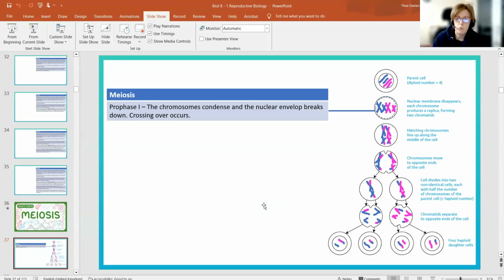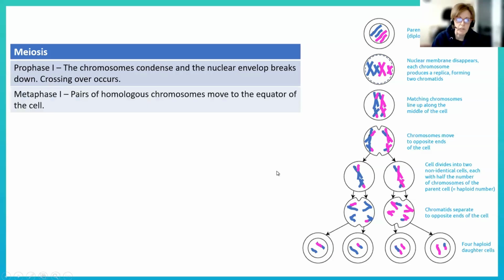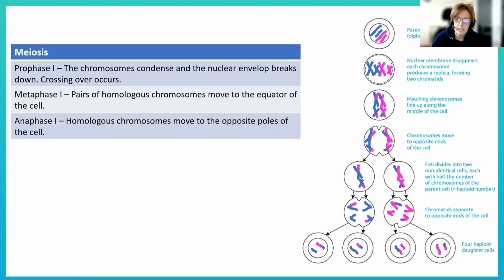But before they line up in the middle of the cell to separate, they'll just pair up. They'll pair up during prophase. As they're paired up, they will swap a little bit of genetic information over. So we get this patchwork appearance of our chromosomes where they're sharing DNA. So metaphase, they line up in the middle of the cell. And then during anaphase, they move apart. So metaphase middle, anaphase apart.